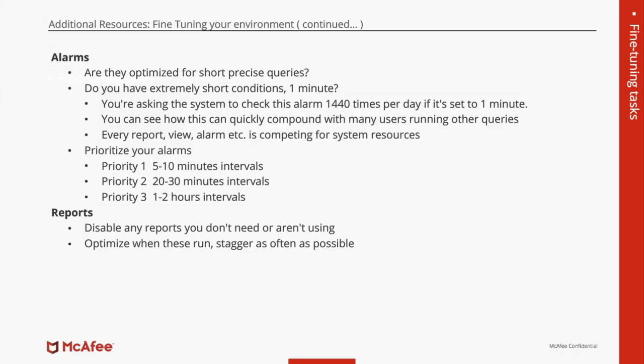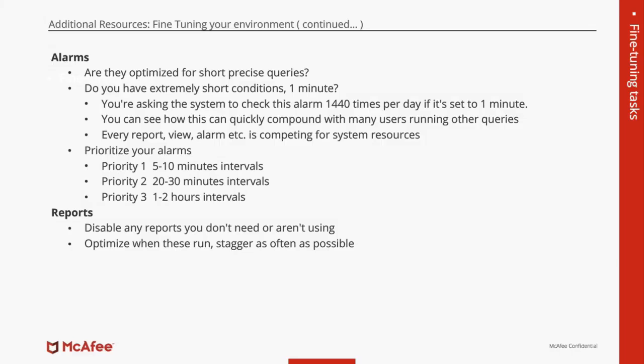And for your reports, obviously disable any reports that are automatically running that you don't need or aren't using anymore. And you want to optimize these when they run. You want to stagger them as often as possible. If you have a big query in a report, it's best that you run these things, sometimes overnight. If you have multiple reports, again, you want to stagger those, so maybe you start them every half an hour or every hour or whatever else makes sense.